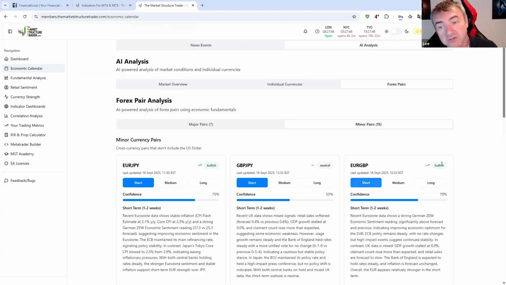So should I be looking more for shorts or longs? You should be looking more for longs on euro pound. Doesn't mean it's not going to go down though. It just means that the likelihood is the fundamentals are going to drive it higher. There you go. So that's your economic calendar.